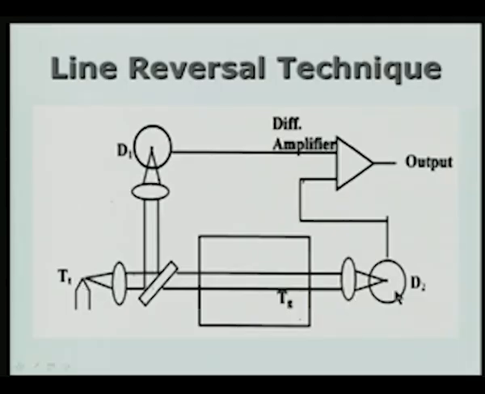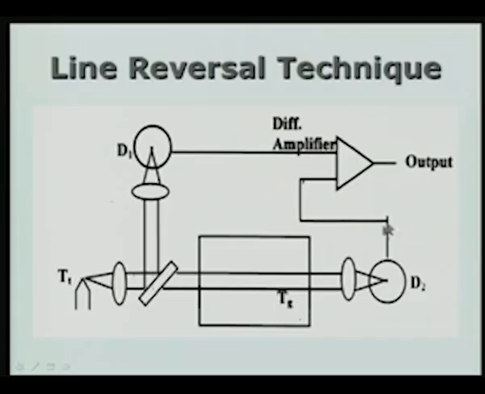What you will notice is that if you connect the outputs from detector 1 and detector 2 to a differential amplifier, the output will be 0 under the condition of line reversal, incipient line reversal. So, if the output is positive, then we know that the target is at a temperature higher than the gas temperature.